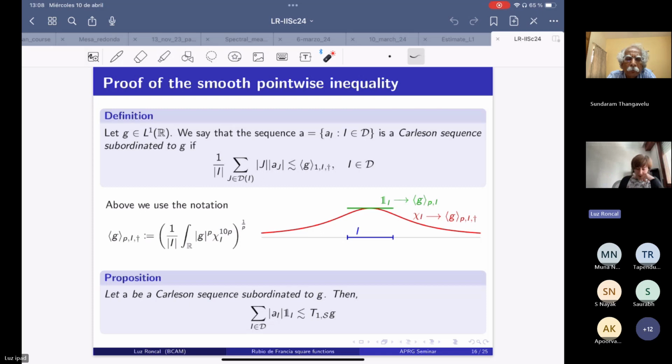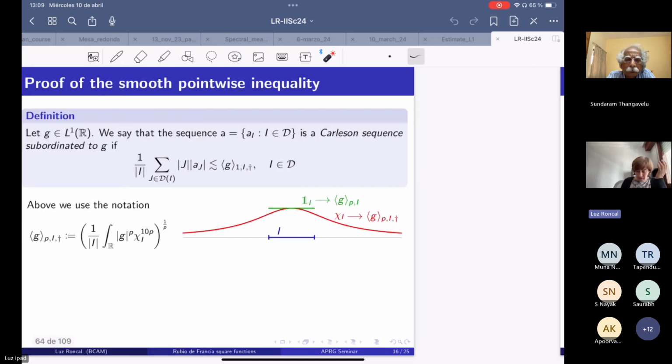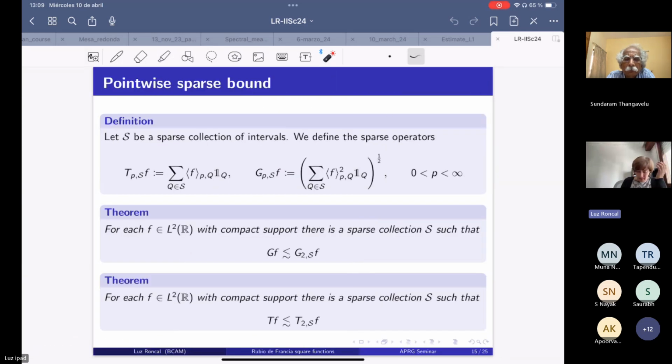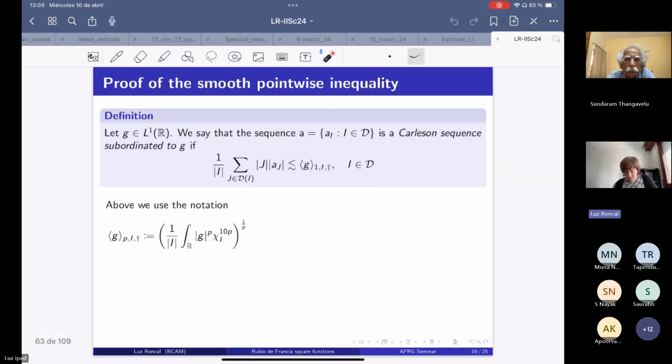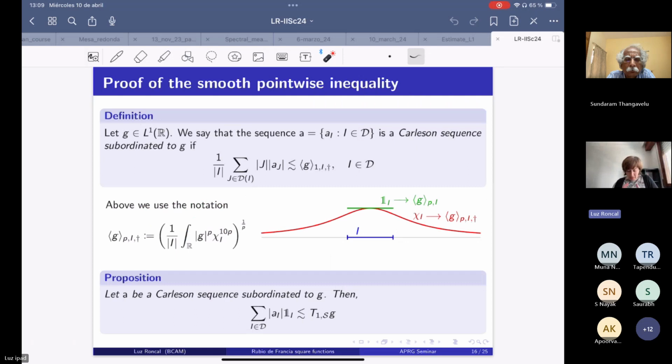Okay, so then we introduce this definition, and the key proposition will be this one. It's an abstract proposition saying that if you have a Carleson sequence subordinated to a function g, then you are able to have this pointwise inequality, where this T1F is the sparse operator that I just introduced here, with p equal 1. So if one is able to, yes?